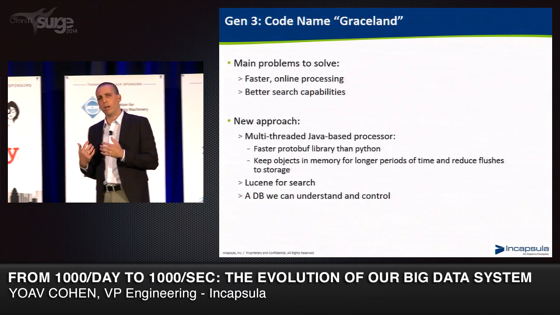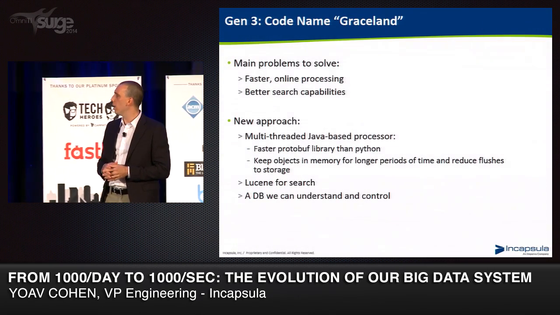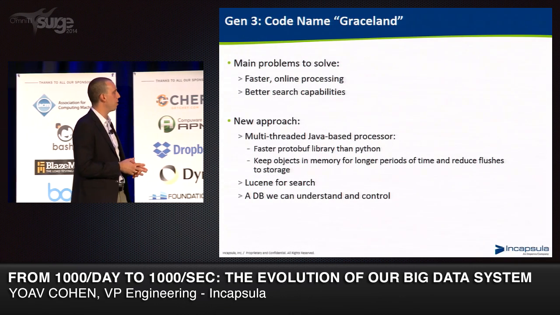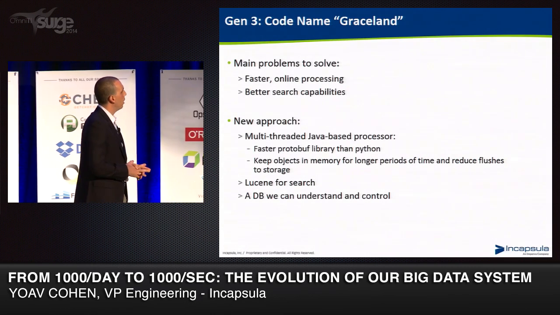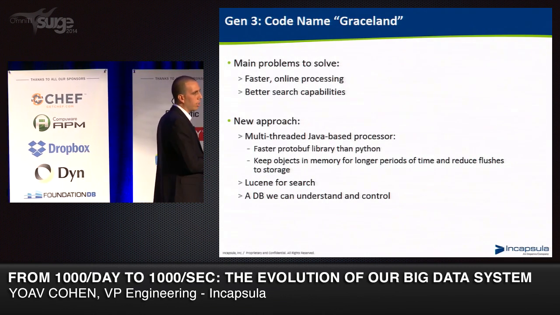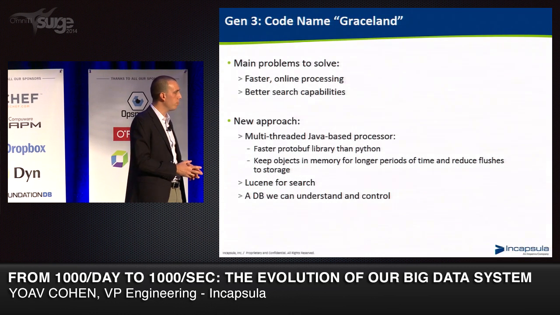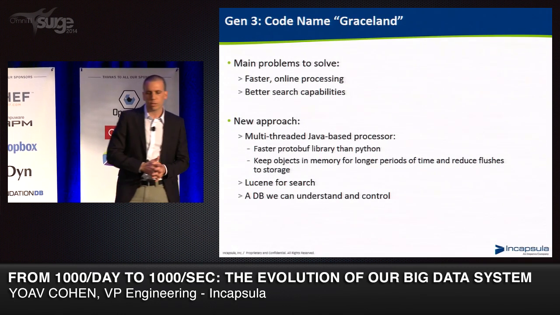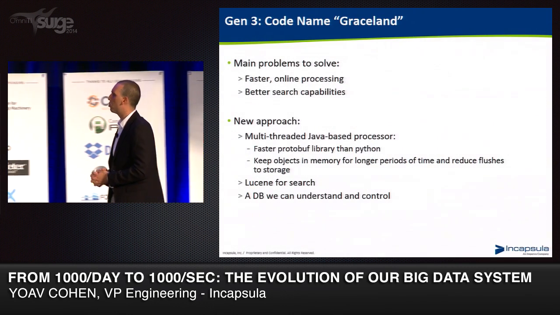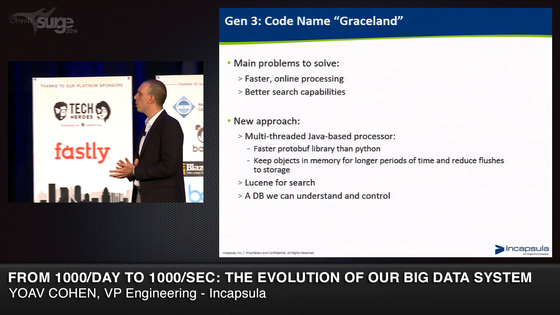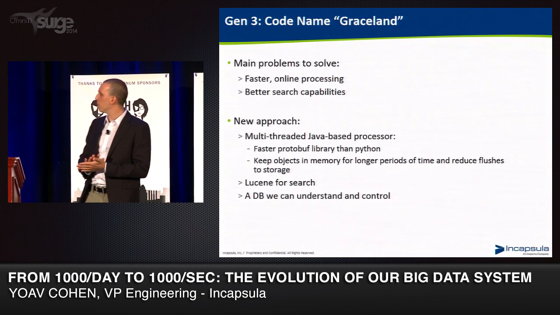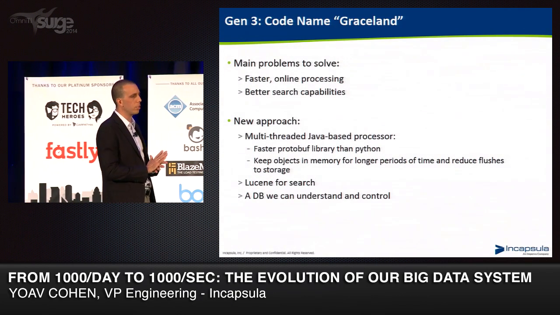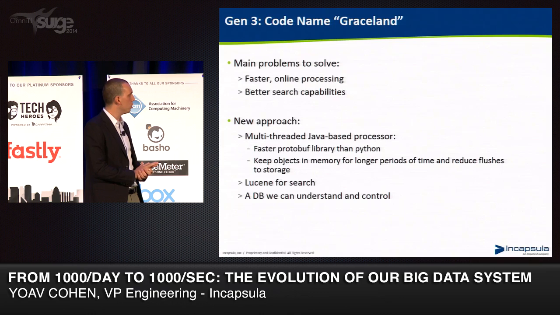We're going back to Java because we want a faster protobuf library than we have in Python. We wanted a process that could be alive for an infinite amount of time, and we wanted to reduce the time it takes to flush objects to storage. At this point, we had done a few proofs of concept with Lucene as a search engine, and we understood that we wanted Lucene, and this is another reason that we went back to Java.